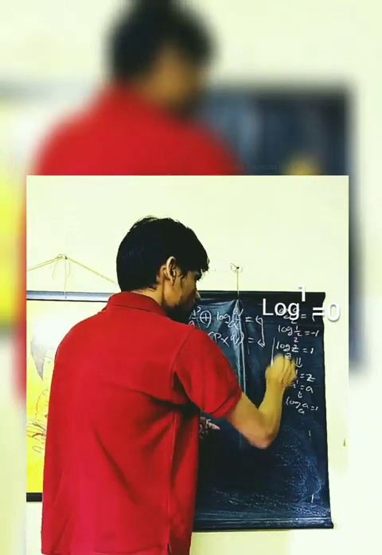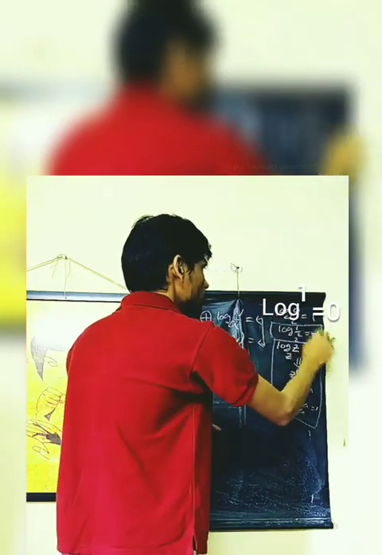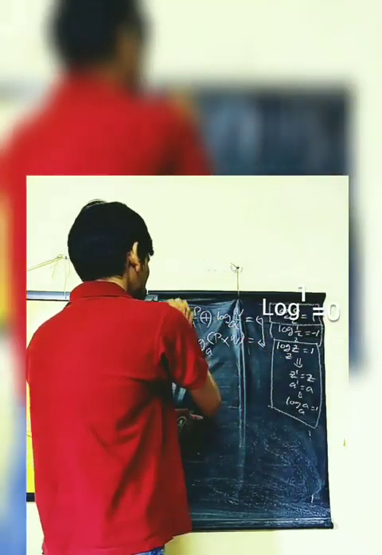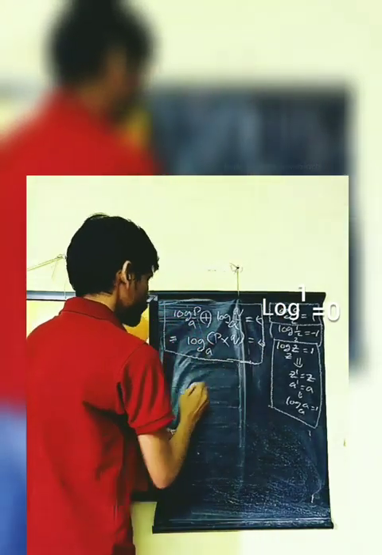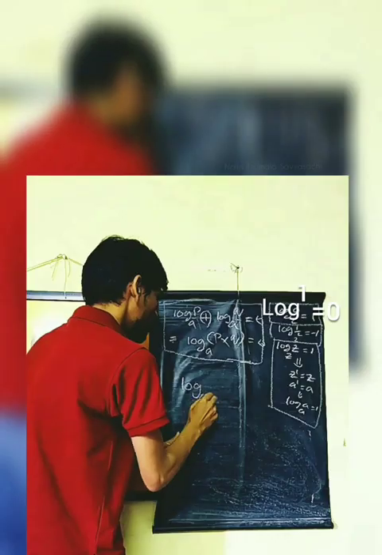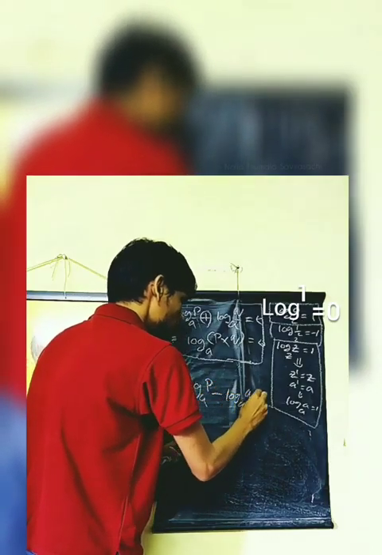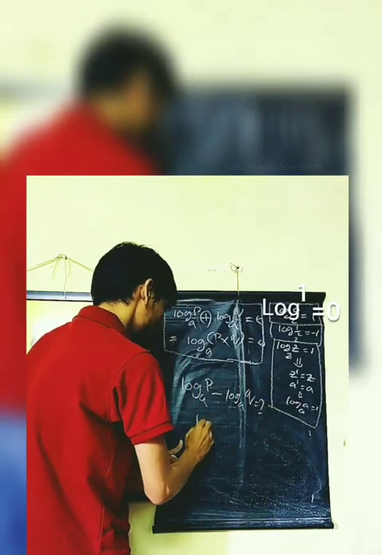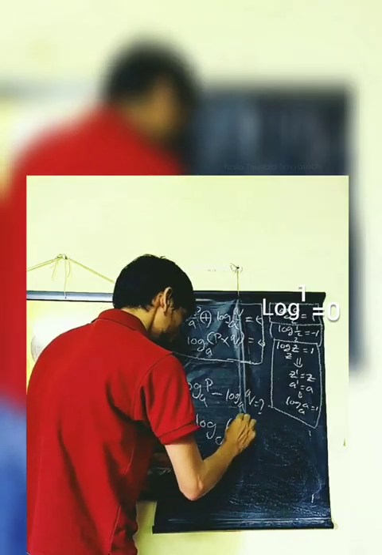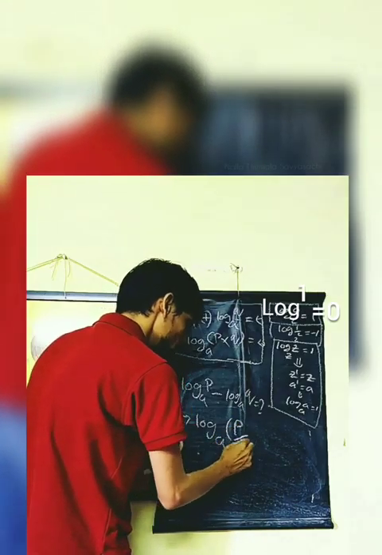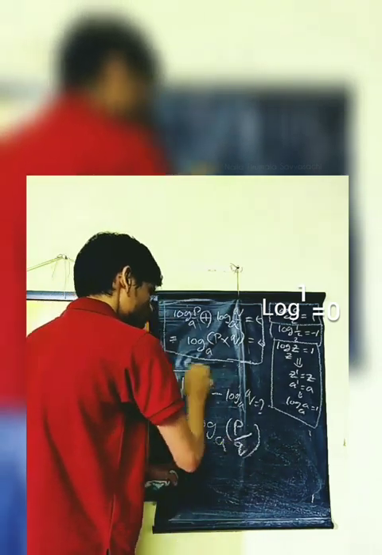So what I will do, this is 1, this is 1, this is 1, this is another. And when we are doing log a power p minus log a power q, what will be my answer? We can translate this into log base a of p divided by q. So this is another law.